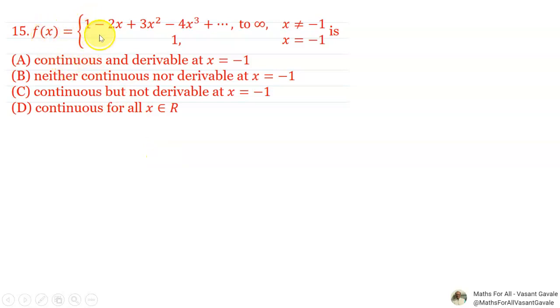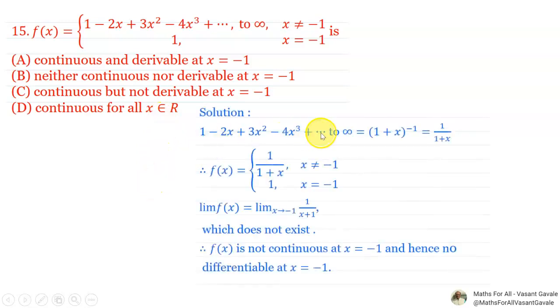F of x equals 1 minus 2x plus 3x square minus 4x cube, and so on up to infinity, for x not equal to minus 1, and equal to 1 for x equal to minus 1. Okay, now here is the function. It can be written as 1 plus x whole raised to minus 1, that is 1 upon 1 plus x. Therefore f of x equals 1 upon 1 plus x for x not equal to minus 1, and f of x equals 1 for x equal to minus 1. The limit of f of x as x tends to minus 1, 1 upon x plus 1, does not exist. Okay, that is 1 upon 0.